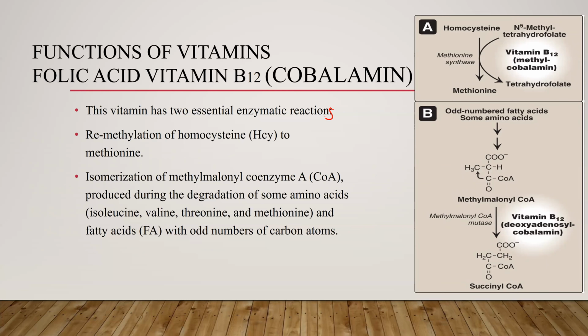Remethylation of homocysteine (HCY) to methionine and isomerization of methylmalonyl coenzyme A. And coenzyme A is really important, which is produced during the degradation of some amino acids, which are isoleucine, valine, threonine, and methionine, and also fatty acids with odd numbers of carbons.